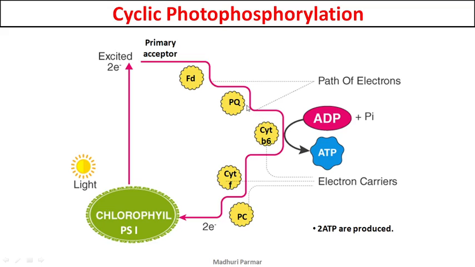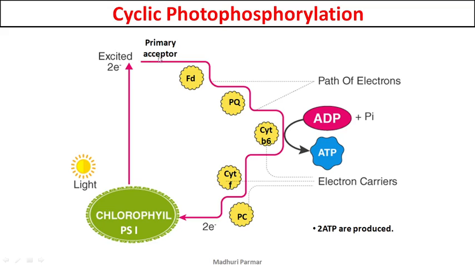So the electrons are passed on from plastoquinone to cytochrome B6F. From cytochrome B6F, they are passed on to plastocyanin. Clear? And this plastocyanin is nothing but a protein molecule. Okay, it is a protein. This small protein will carry the electron back to the photosystem 1.